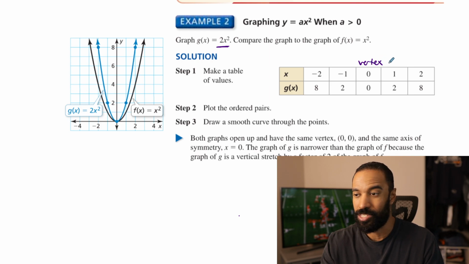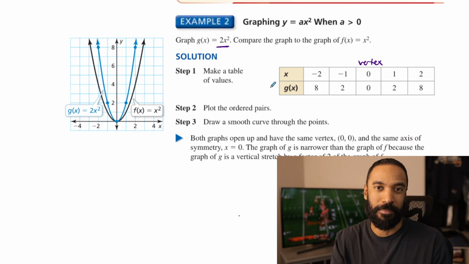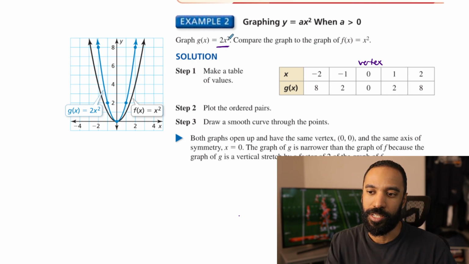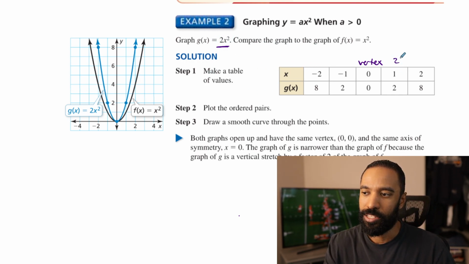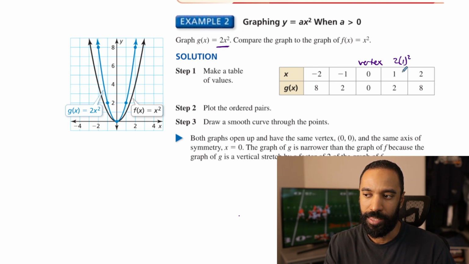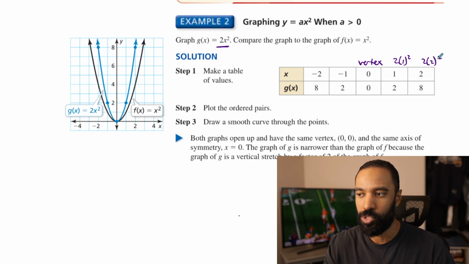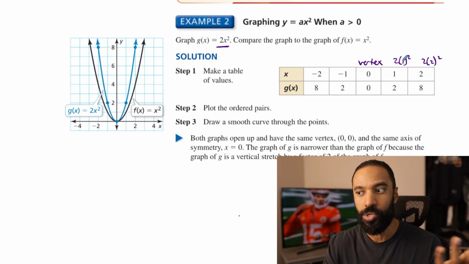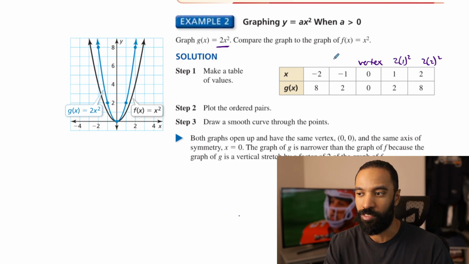0, 0 in this case. It's going to be your vertex for these particular problems. That's why we're going to work nice and slowly through them. But you got to use order of operations. When I substitute in 1, that's 2 times 1 squared. I first do 1 squared, which is 1, then times 2 is 2. 2 times 2 squared. I first do 2 squared, which is 4, times 2 is 8. You do not do 2 times 2 first. You do not do 2 times 1 first. You just got to make sure you follow the order of operations.